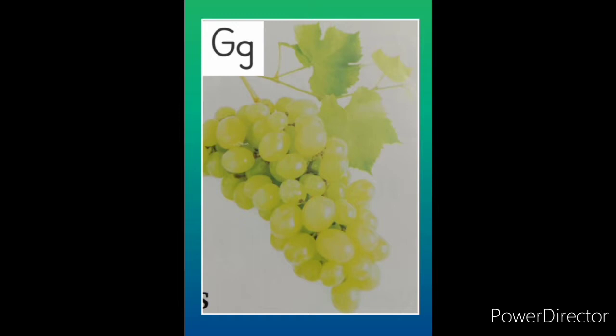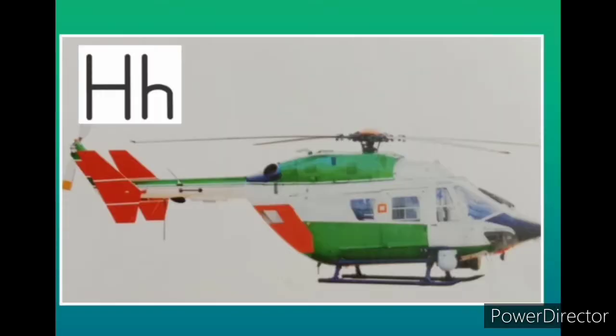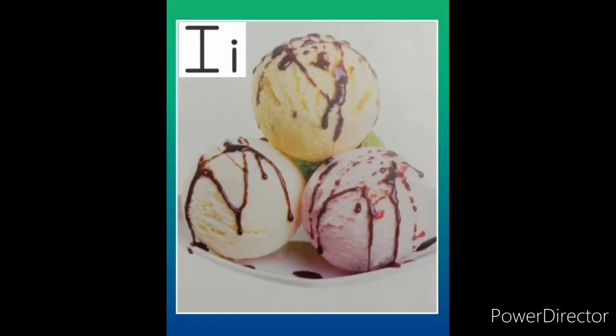G. Capital G, small g, Mama G, baby G. G for grapes. What comes after G? H. Capital H, small h, Mama H, baby H. H for helicopter. What comes after H?